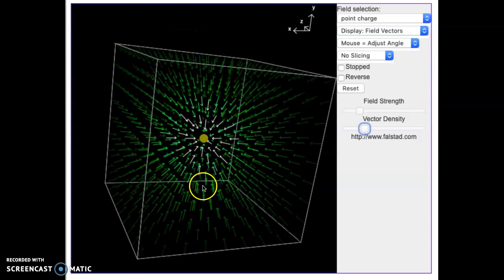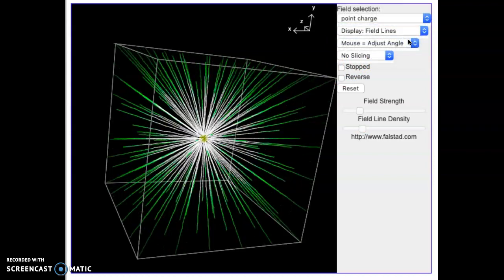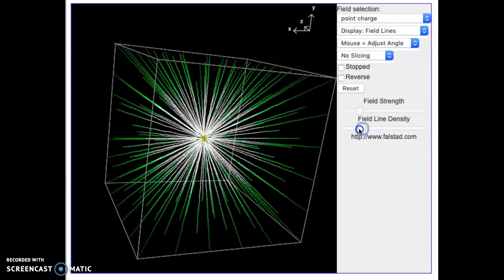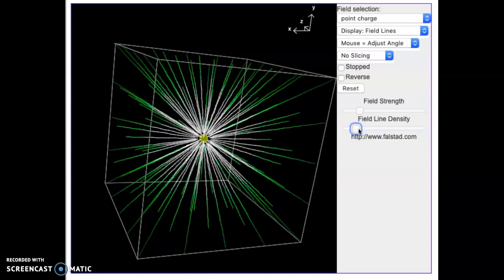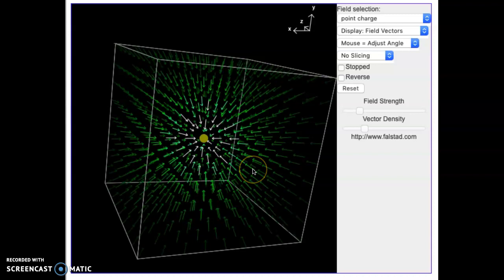Okay, we were looking at force vectors, but let's change that to field lines, and you'll see it'll kind of connect all the arrows into lines, and it looks like this. And the density of those lines, you could make it more or less. That's not what matters. What matters is the direction they're going. They're going into the object the same direction that the vectors were going, but they just don't show the arrows.